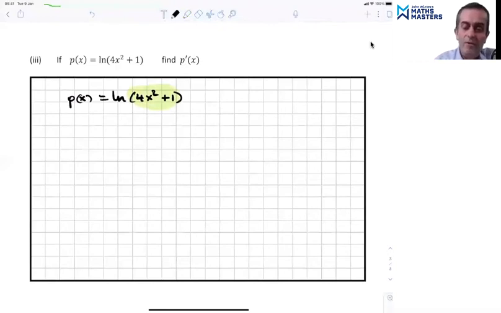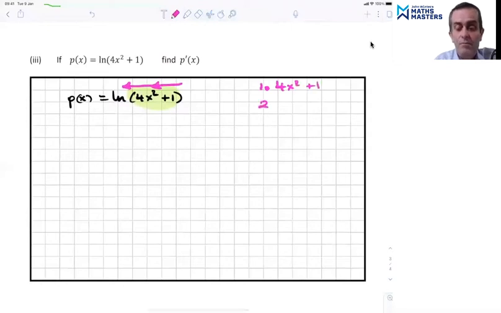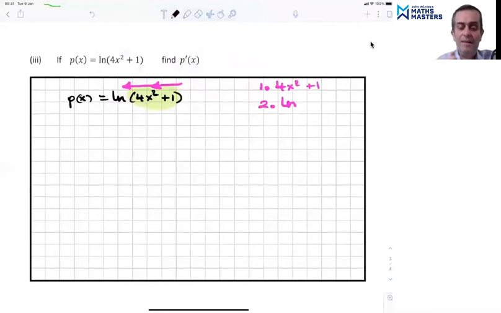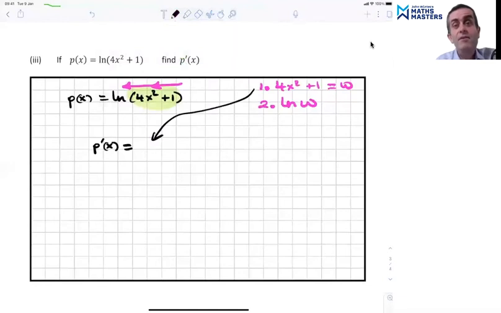Okay, now over here on the right hand side, I'm going to make a list of my functions. Now, as I read from right to left, the two functions that I see are function number 1, 4x squared plus 1, and then function number 2 is my natural log function. Okay, now remember the rule. Differentiate each of your functions one at a time and multiply your answers together. So p dash x equals, and sorry, slight oversight here. This is what I call w, and then this is the log of w. Now, p dash x is going to be, if I differentiate the first function, if I differentiate 4x squared plus 1, I get 8x.